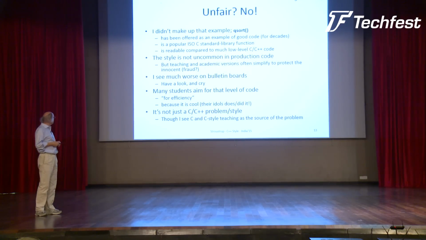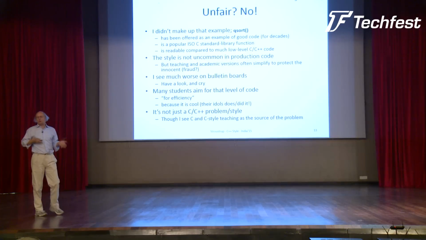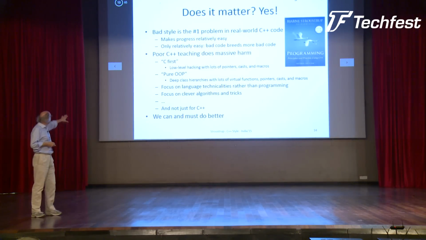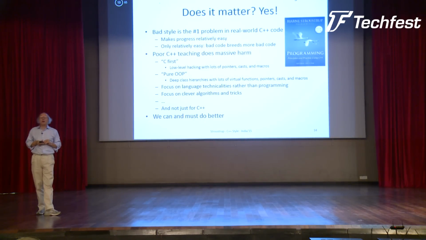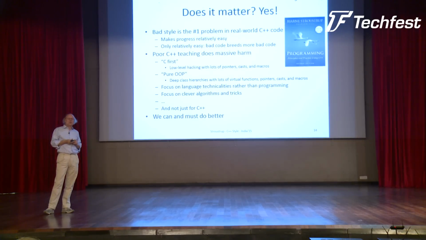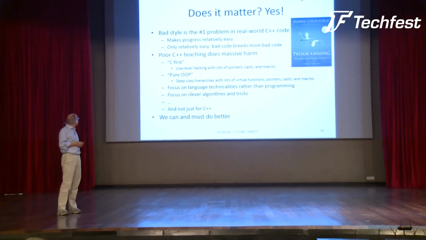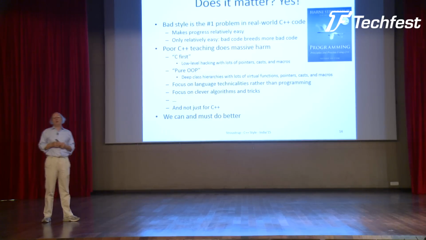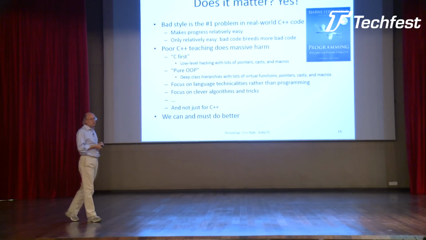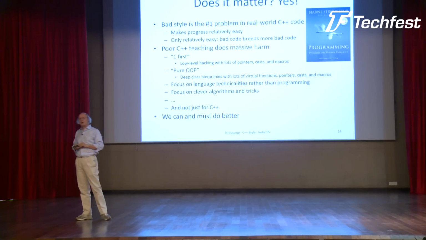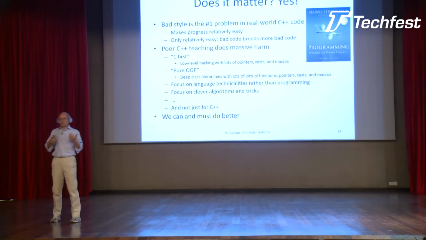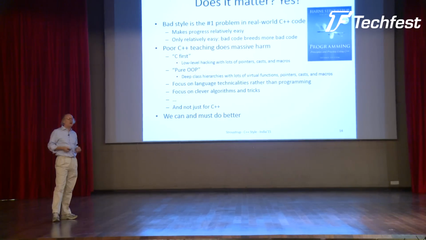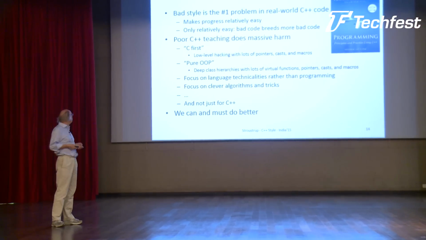So that's not good. And it's not just a C problem, but it's very prevalent in people who have a C view of C++. And it matters. I think that style, or lack of style, is one of the major problems with modern C++, because it's not modern, and poor teaching does massive harm. It actually destroys a lot of code before it's even written by getting students to write in styles that are hard to maintain, hard to understand, and inefficient.